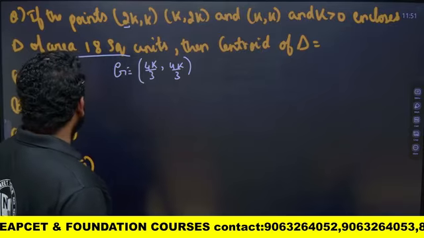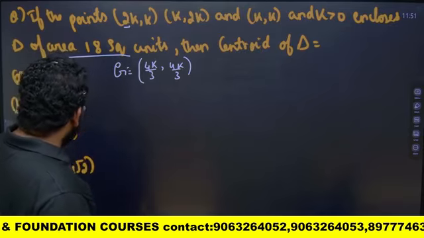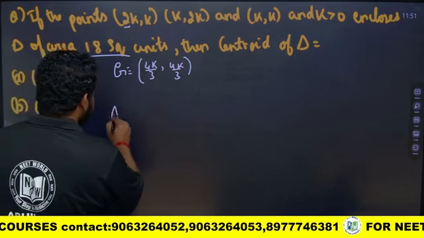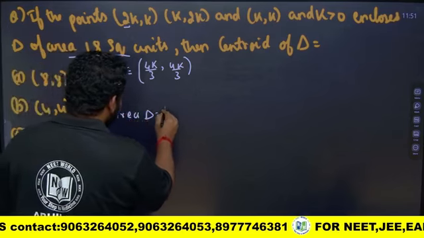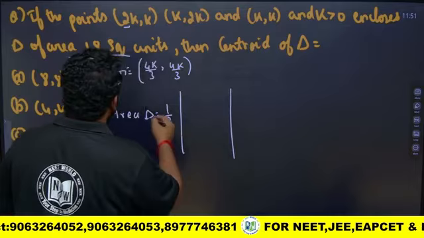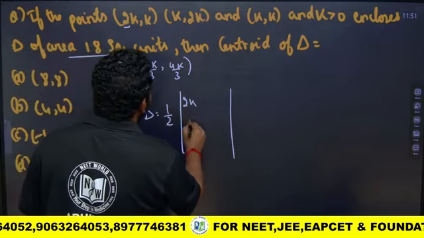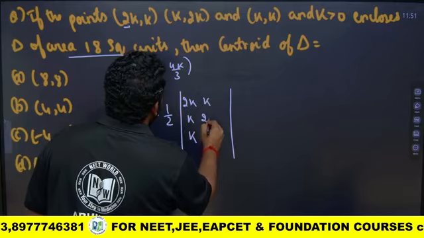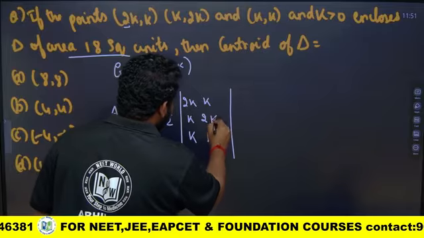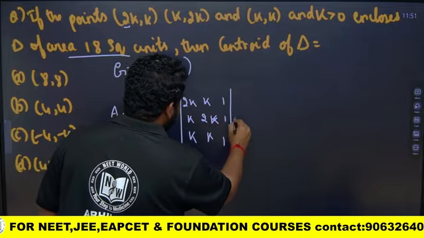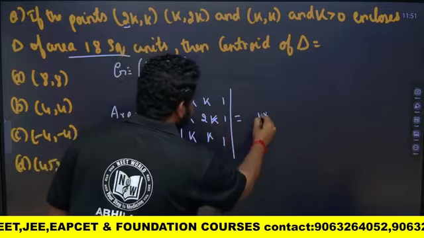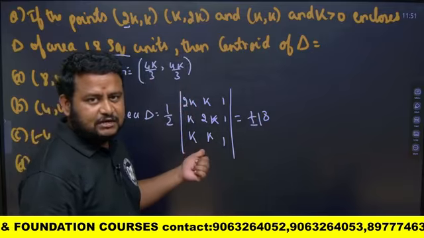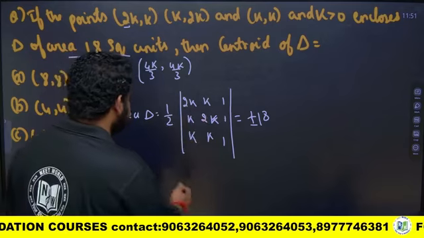Now they are telling us k is greater than 0 and the triangle encloses an area of 18 square units. So we have to find the area of the triangle. Area of the triangle is given by half into the determinant of this. We write it like this: 2k, k, 1; k, 2k, 1; k, k, 1. This is equal to 18 square units. I have to write plus or minus because the modulus sign is there. Now let us find the area of this triangle.